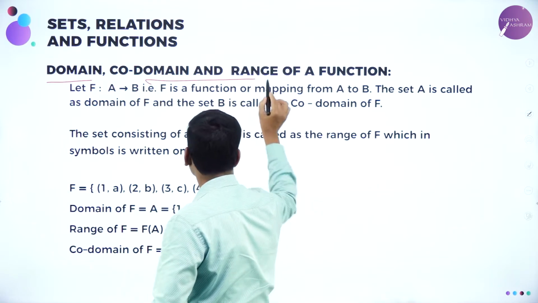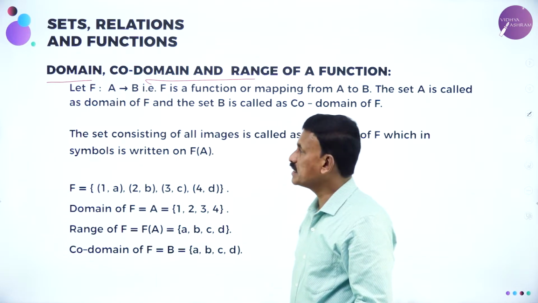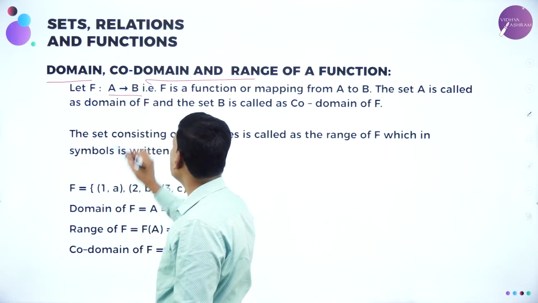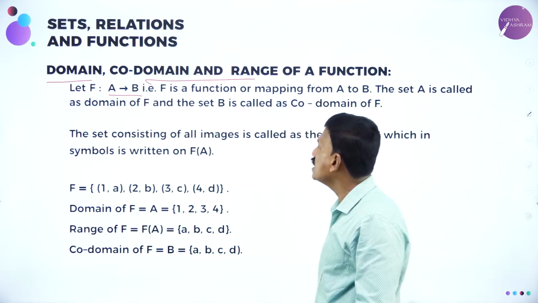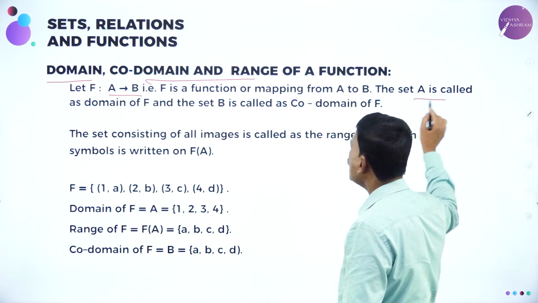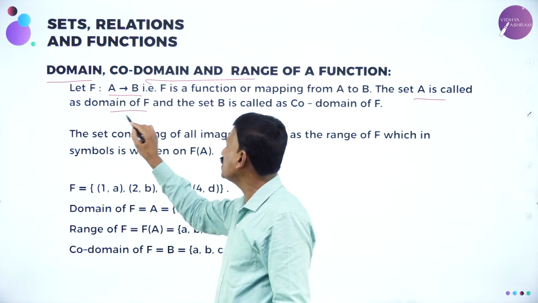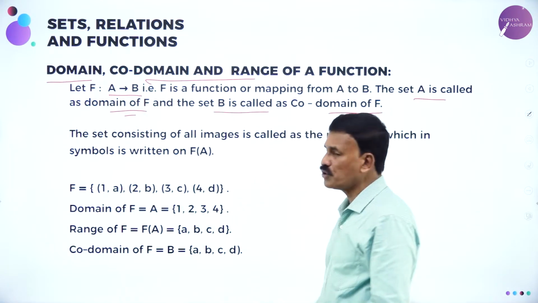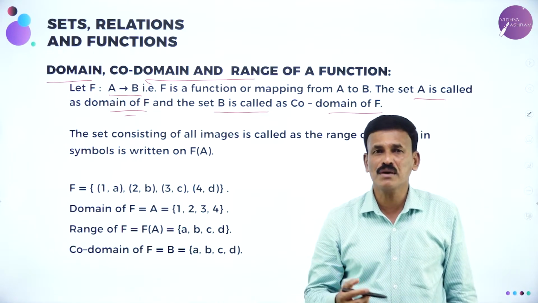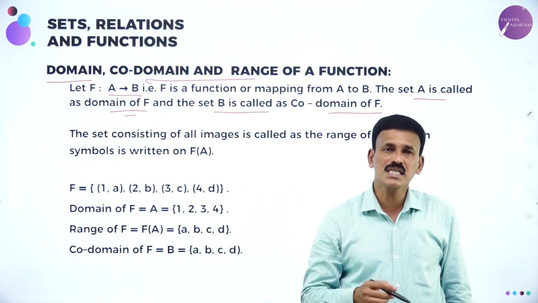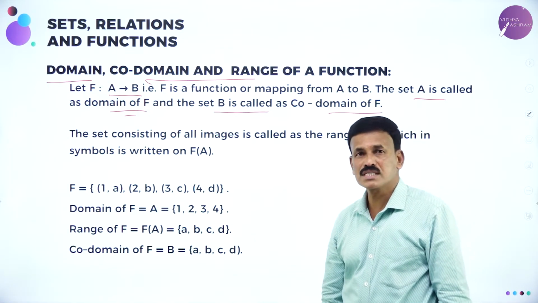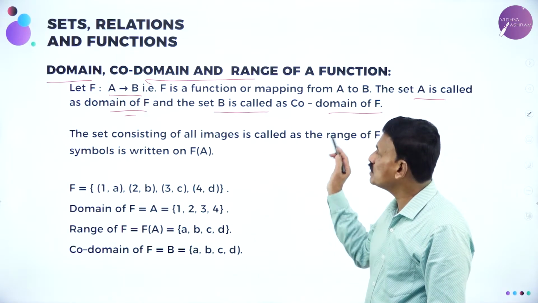As I already explained, the domain, codomain and the range. Let us consider a function f from A to B. If f from A to B is a function, that is a mapping from A to B, then the set A is called the domain of the function and the set B is called the codomain of the function. A is the domain and B is the codomain.